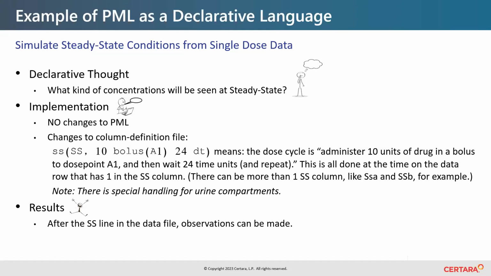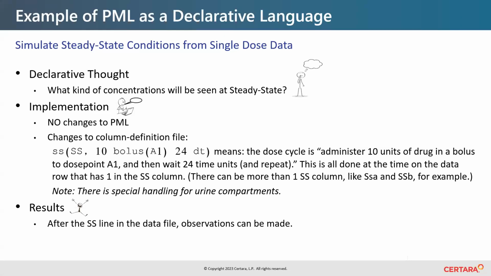Now notice there are some compartments for which there is no steady state. And so there's special handling for urine compartments. The idea of a urine compartment is that it builds up forever until you observe it, and then it goes back to 0. So the steady state only applies to compartments that can actually work. And if you put that steady state in the data file, then you can make observations and see, well, what does it do? Just an example of a declarative language.